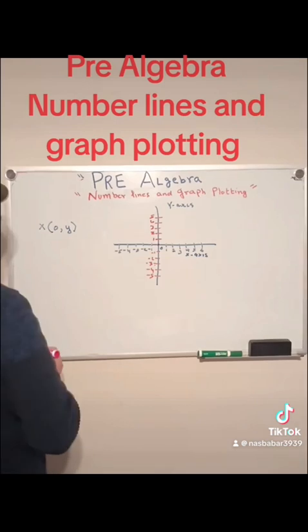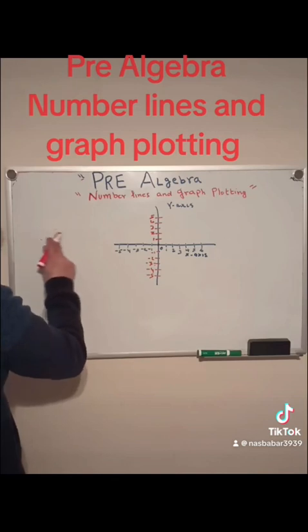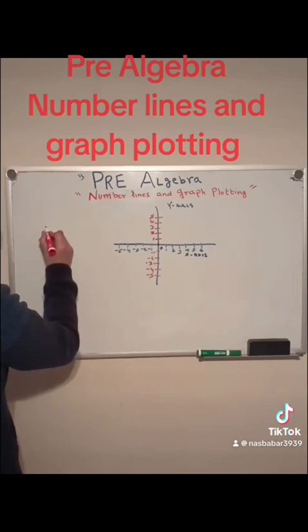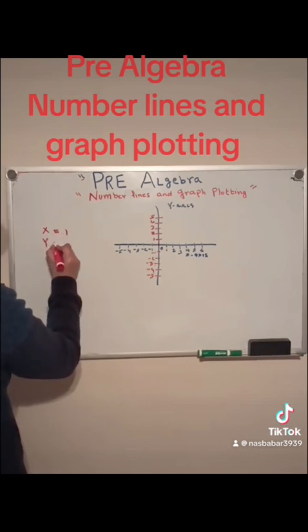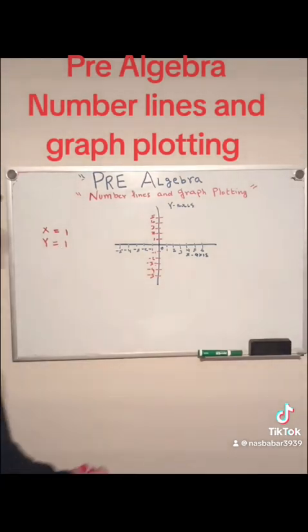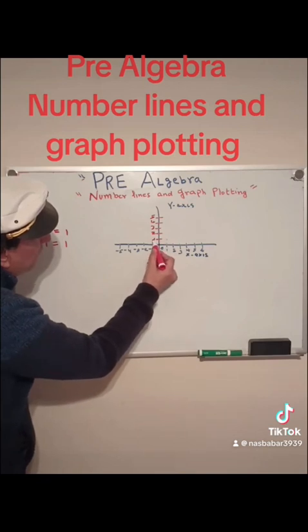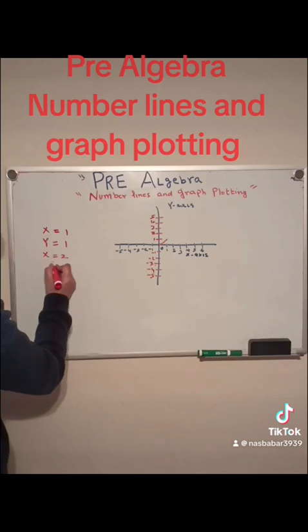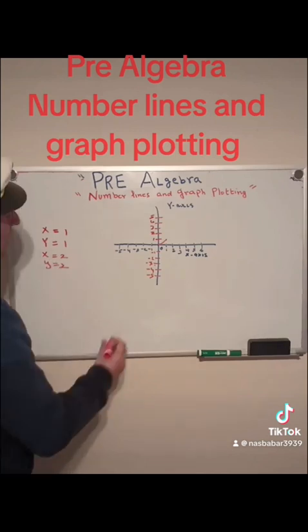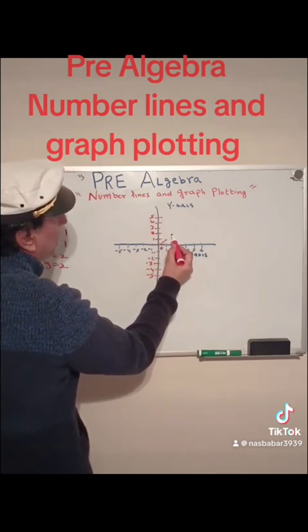Let's say we have x equal to 1 and y equal to 1. So if you plot the graph, you see 1 is right here on the x-axis, and then for the y-axis, 1 is right here. So this is the graph. You plot the graph, it's right there. Next, you do x equal to 2, y equal to 2. So x is 2, which is right here, and y is 2 right here. So the midpoint is right here.